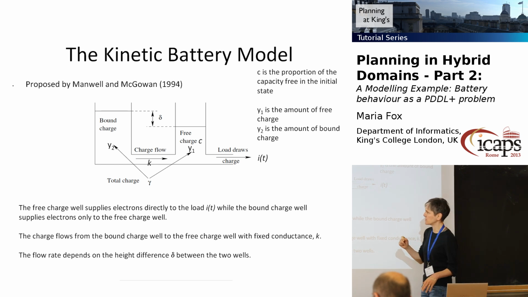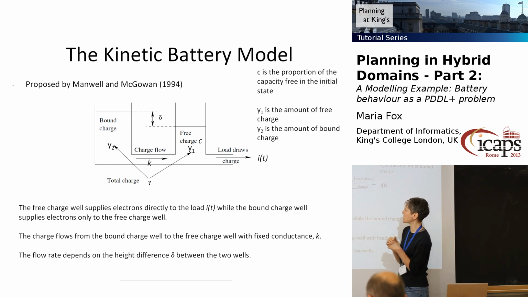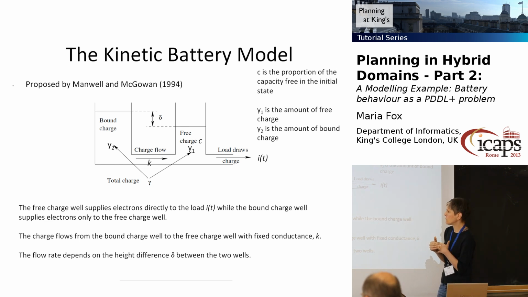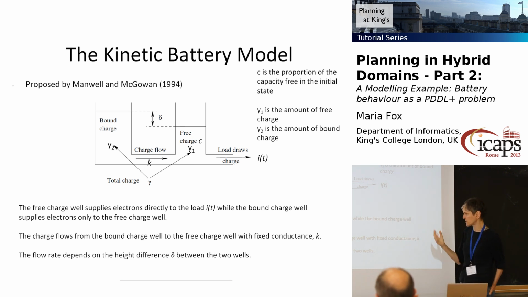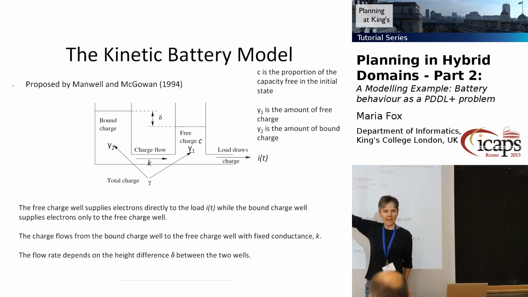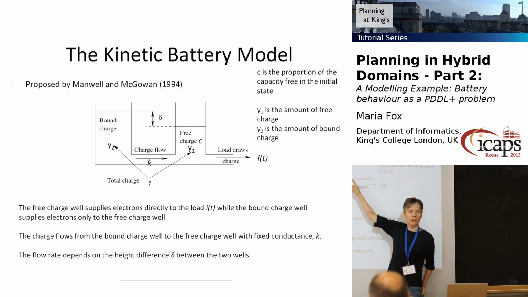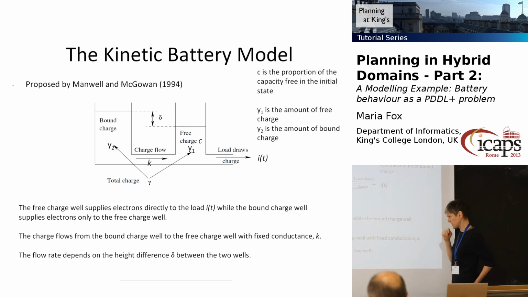It describes these batteries in terms of there being two wells. One is the free charge or available charge well, which supplies electrons directly to the load, which is I, the load at some time t. While the other well, which characterises the charge that's bound up in the battery, only supplies electrons to the free charge well, and does it according to this charge flow, which is the conductance between the two wells. And the flow rate depends on the height difference between the two wells.